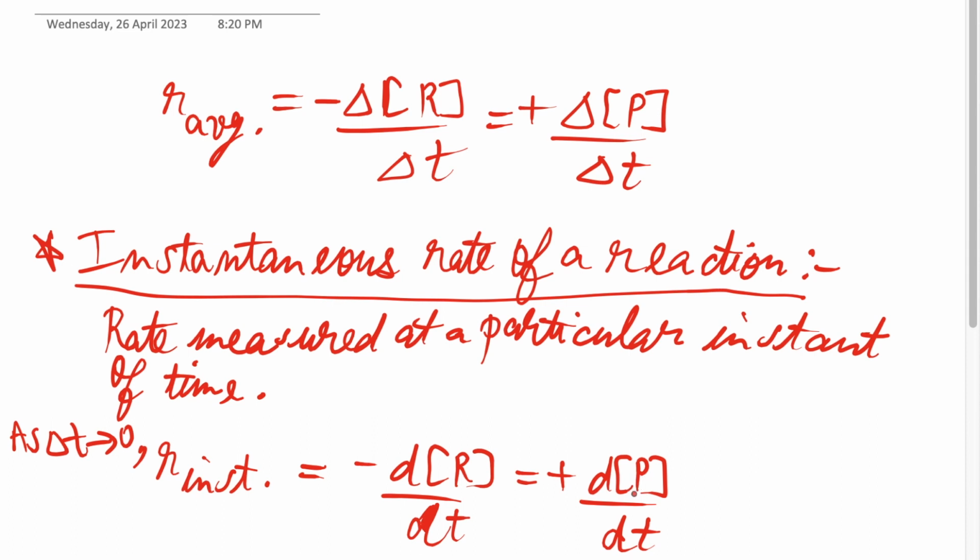The plus sign denotes that the concentration of products is increasing over time. So dP is the change in concentration of products over the change in time dt. dt is the small time interval, so the instantaneous rate is the rate at a particular instant of time.